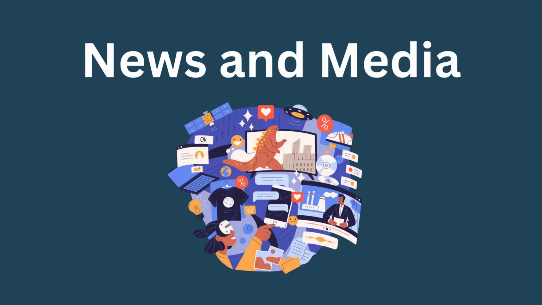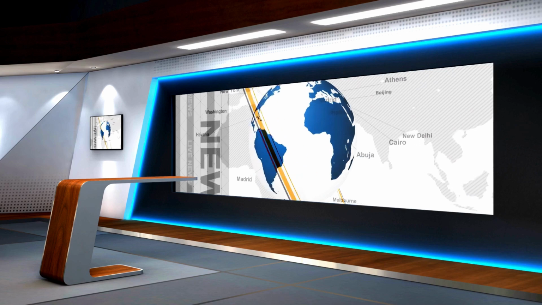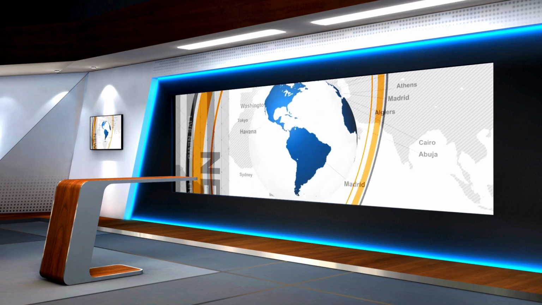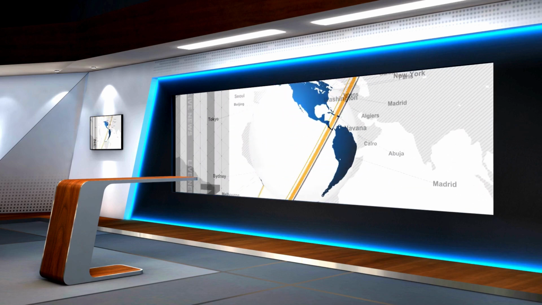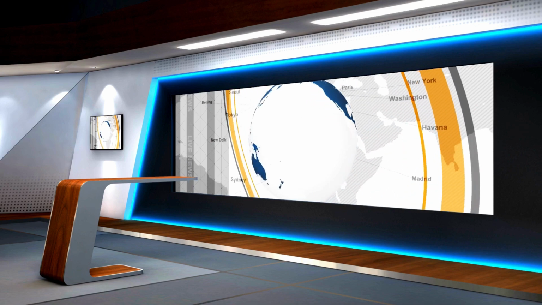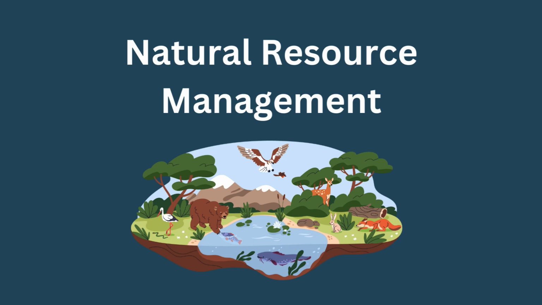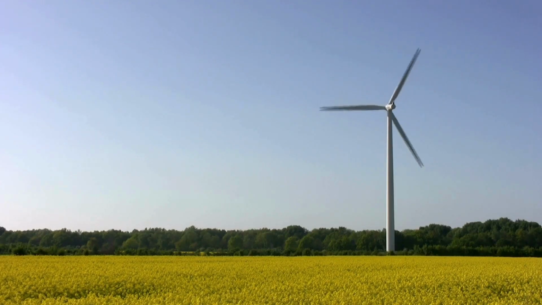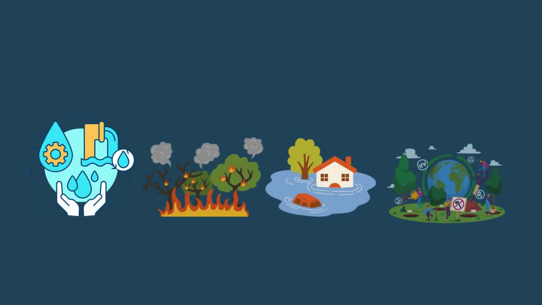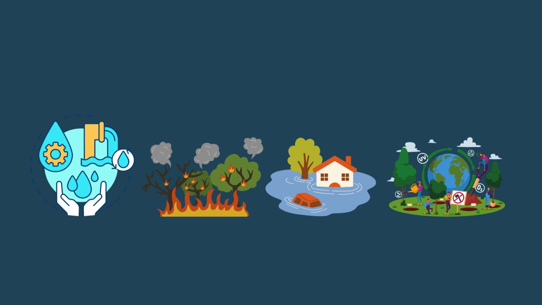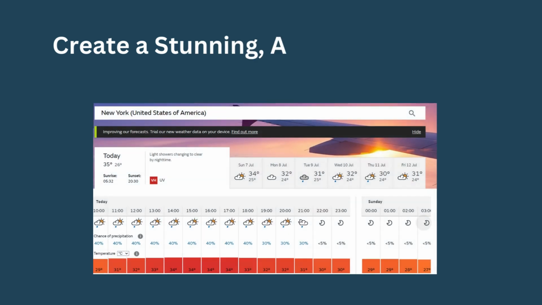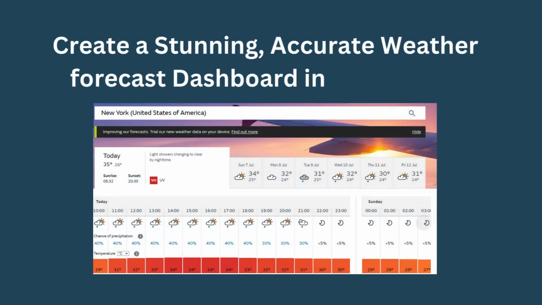News and media. Weather forecasts are information that is often presented in the news. Accurate forecasts keep the public informed of possible weather changes and conditions. Natural resource management. Weather forecasting is essential for protecting and managing natural resources such as water management, forest fires, flood control, and environmental management. Create a stunning, accurate weather forecast dashboard in a web app.